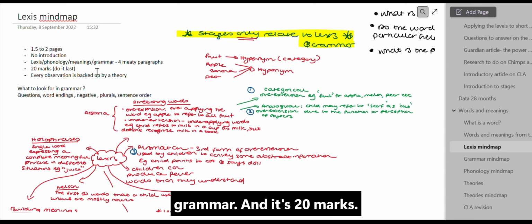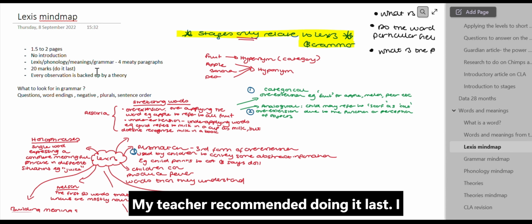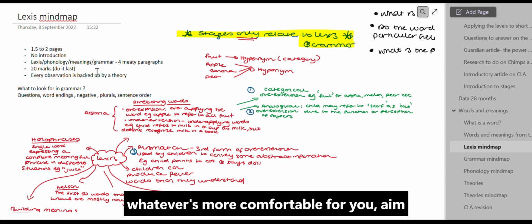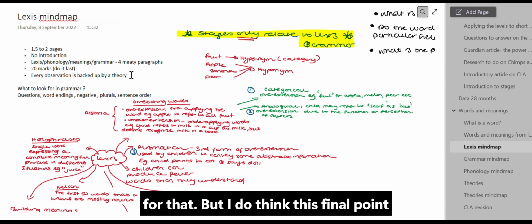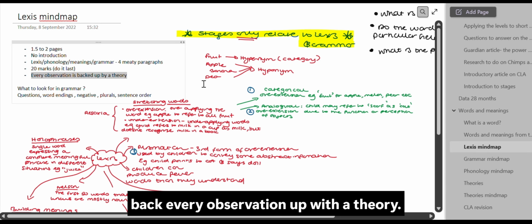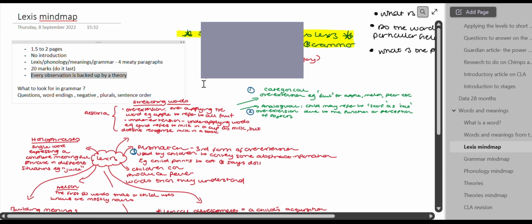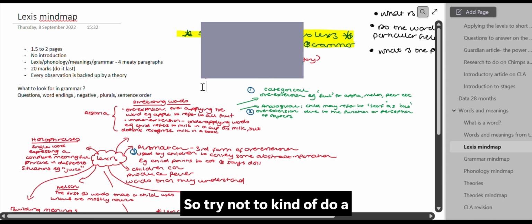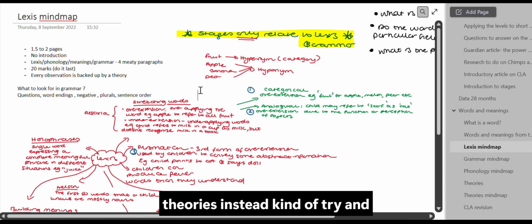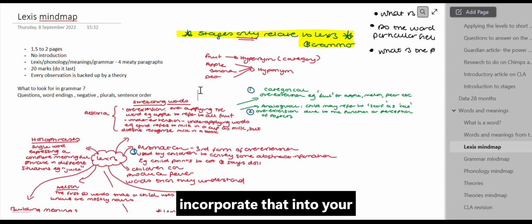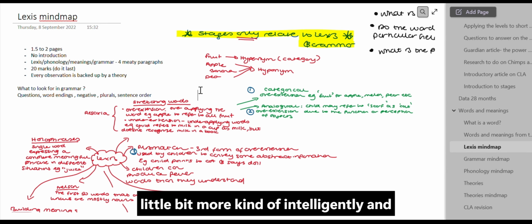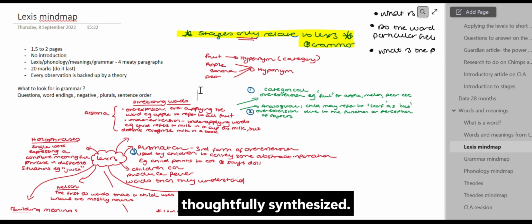And it's 20 marks. My teacher recommended doing it last. I don't think I did it last. I think I might have done it first. Again, whatever's more comfortable for you, aim for that. But I do think this final point is quite important. Try and back every observation up with a theory. Try not to do a standalone paragraph on theories. Instead, try and incorporate that into your response, so it comes across as more intelligently and thoughtfully synthesized.